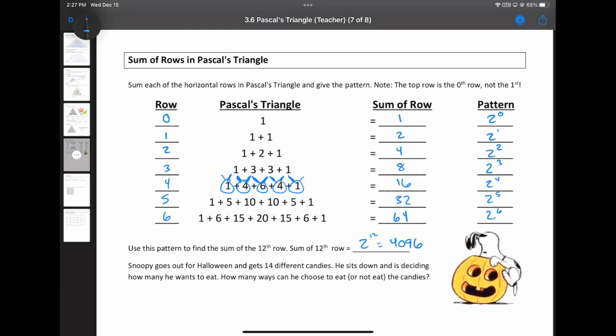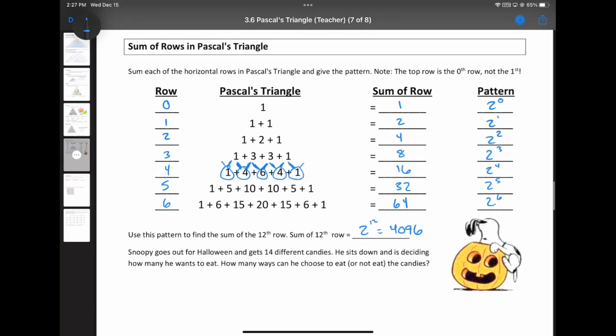All right. Again, I wrote this question for Halloween the first time that I actually used it in a lesson. So Halloween examples. Snoopy goes out for Halloween and gets 14 different candies. He sits down and is deciding how many he wants to eat. How many ways can he choose to eat or not eat the candies? Now this question should look very similar from earlier on. This is basically the number of subsets that you can possibly get in a set.